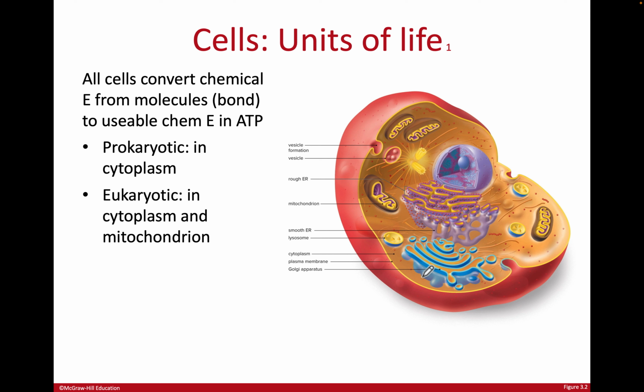All cells, whether prokaryotic or eukaryotic, have to convert energy from molecules they take in, so remember that energy in bonds, into usable energy for the cell, and that energy is in the form of ATP. In prokaryotes, this conversion takes place in the cytoplasm. That's the inside kind of goo space of the cell. In eukaryotic cells, these energy conversions take place in both the cytoplasm and what we call the mitochondrion.